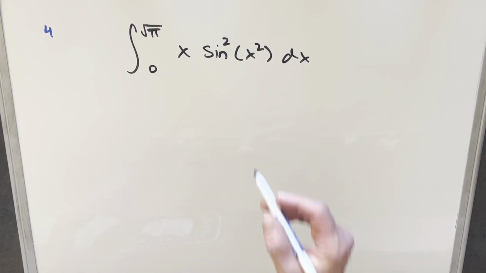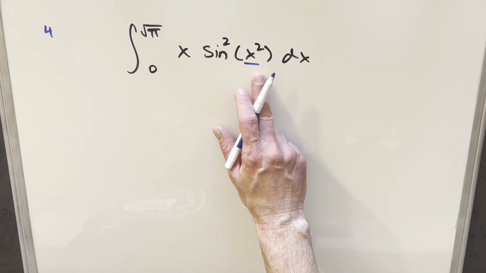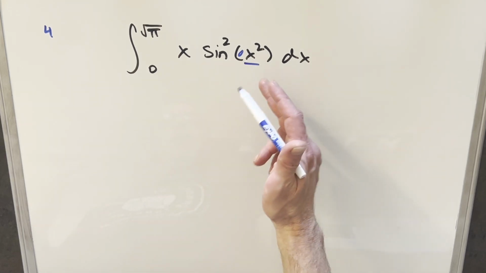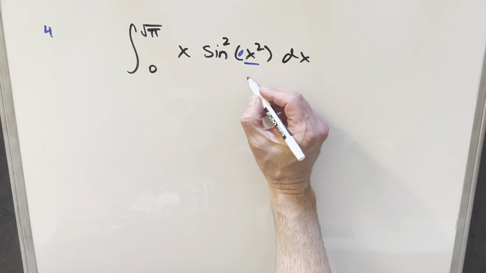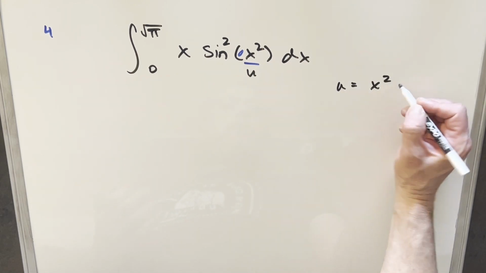Okay, the first thing I notice here is just that we've got x squared as the input to sine. That's always going to be a problem. We can have a coefficient in front of the x, but when we have any kind of power on here, it's going to make it difficult. So what I want to do to clean this up is a u substitution right on the x squared. So I'll say u equals x squared.